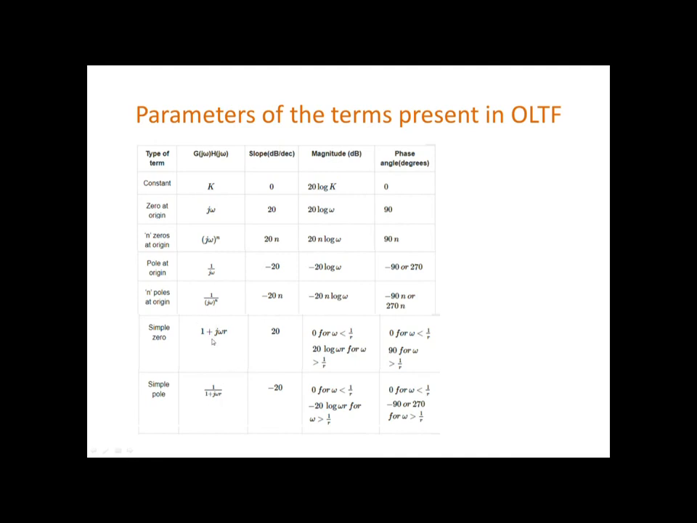In such a way we can find out for the simple zero and simple pole also. For a simple zero the slope will be plus 20, whereas for a simple pole the slope will be minus 20 dB per decade. For ω less than 1/τ the magnitude is 0, and then it is 20 log ω for the zero, but minus 20 log ω for the pole, that means the sign is opposite in case of zeros and poles. The angle is 0 for the lower region and plus 90 degrees for the higher region for a zero, whereas for a pole it is 0 for the lower region and minus 90 degrees for the higher region.